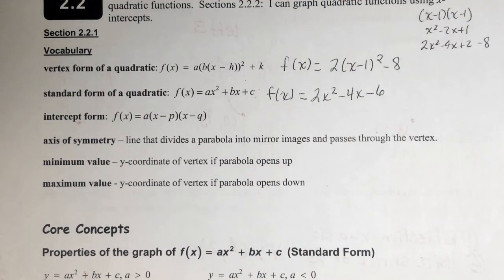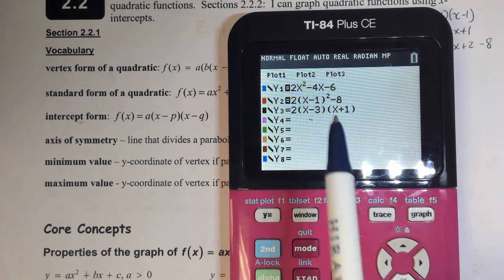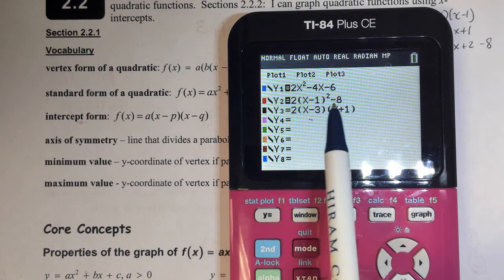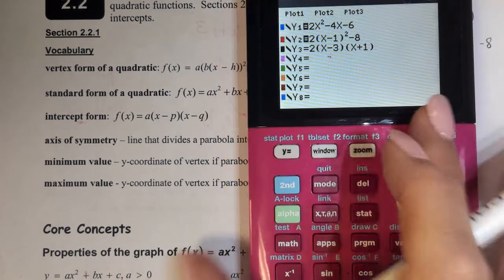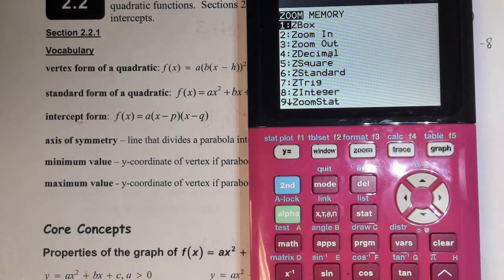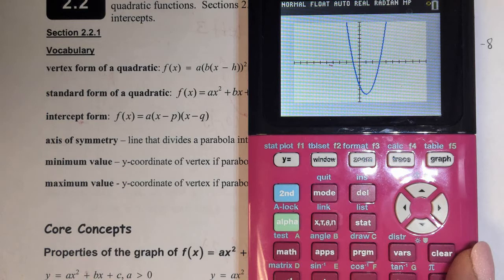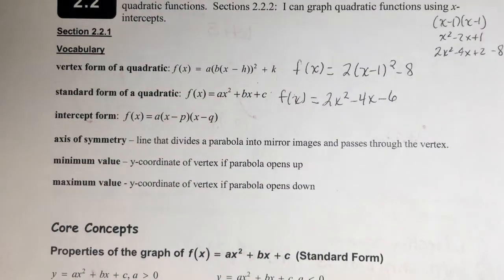Now, I want to prove to you that they are equivalent. And you don't need to be writing this part down. This is just a little extra thing. I have put those in my calculator. Here's the standard form, and here's the vertex form. Now I'm going to do a zoom 6. Here's the first one, and here's the second one. Are they equivalent? Yeah, they're exactly the same graph.